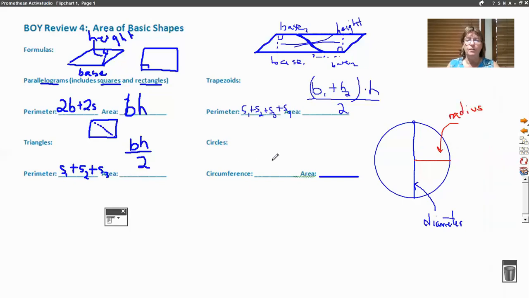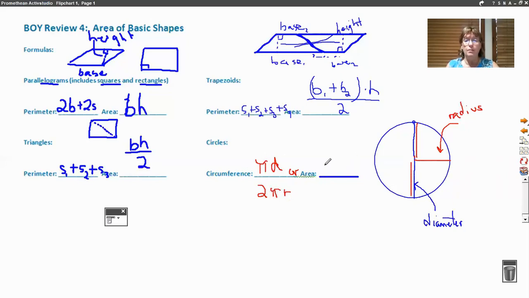To find circumference, there are 2 formulas. Circumference can be pi times diameter or 2 pi r, because we know that 2r is 1 diameter. This would be a radius right here, and then this would be a radius right here, so there are 2 of them. So it's either 2 pi r, so 2r times pi, or just pi d. The way I use it is if they give me diameter, I use pi d. If they give me radius, I use 2 pi r.